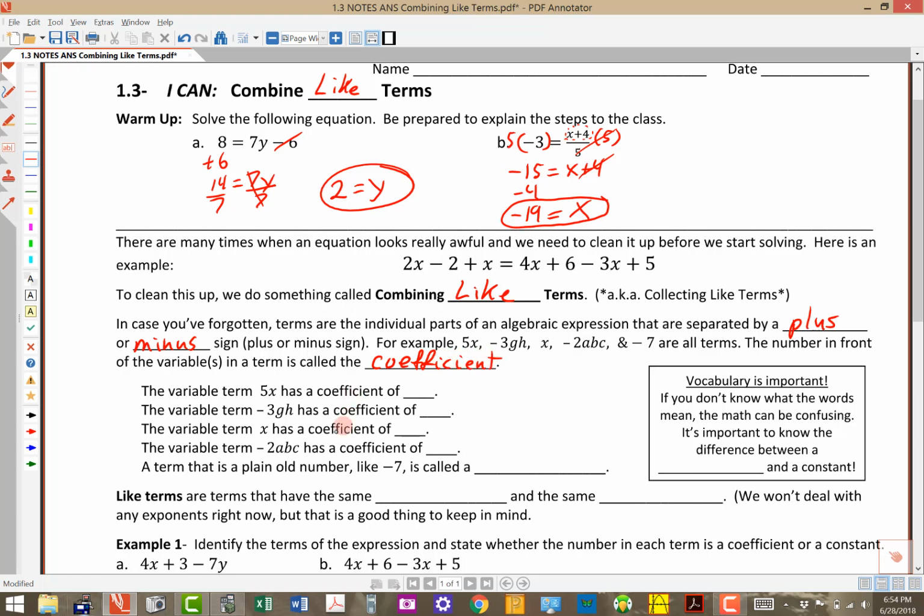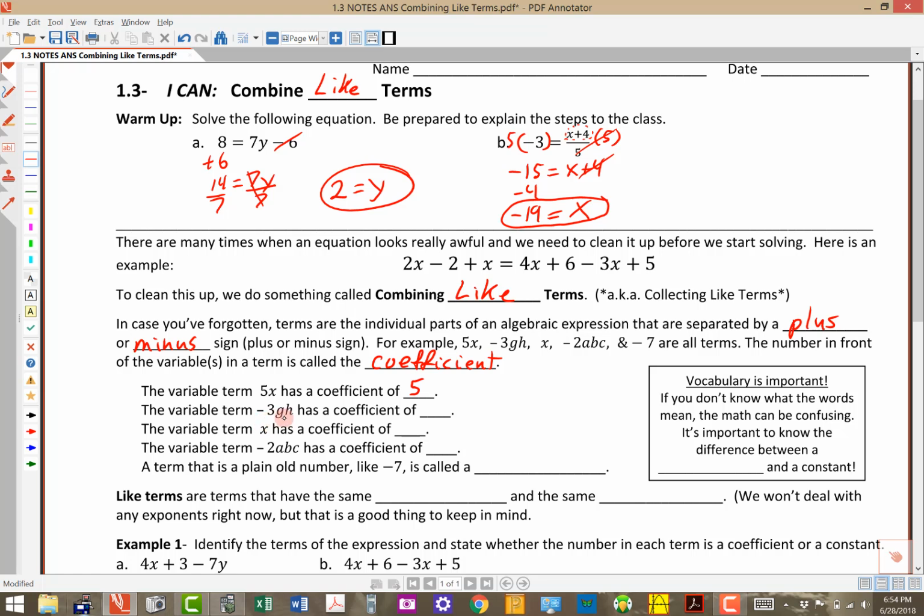Coefficient. And I've got that name written down here several times. So I've got these examples written again, and it says the variable term 5x has a coefficient of. Now, a lot of people will say, well, the coefficient is 5x. 5x is the entire term. The coefficient is just the number that's sitting out in front that's being multiplied by the variable. So the coefficient is 5.